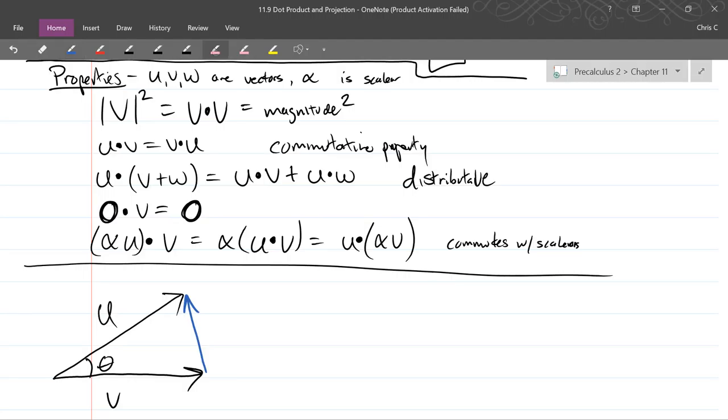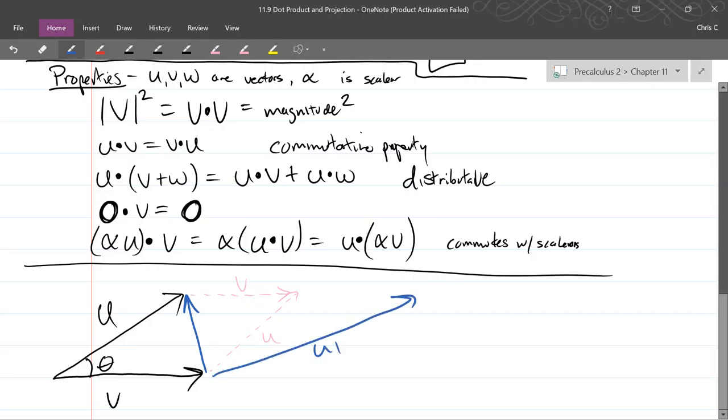And I can go through and redraw. There's a u, and that is a v right there. So I just copied u and moved it over, and then copied v and moved it over as well. How do I get the blue vector? Think of going head to tail. It's not u plus v. If I go u and then another v, my blue vector would end up over here. That's u plus v.